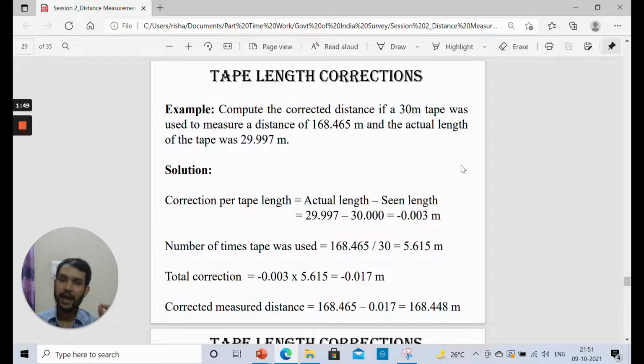Okay, so what will be the total correction? In each tape length the correction was minus 0.003 meter, and you used this tape 5.615 times. So the total correction that has to be applied is 5.615 multiplied by minus 0.003. This is minus 0.017 meter, which is the total correction that has to be applied to the total distance measurement of 168.465. Okay, so corrected measured distance will be 168.465 minus 0.017. This will be equal to 168.448 meter.